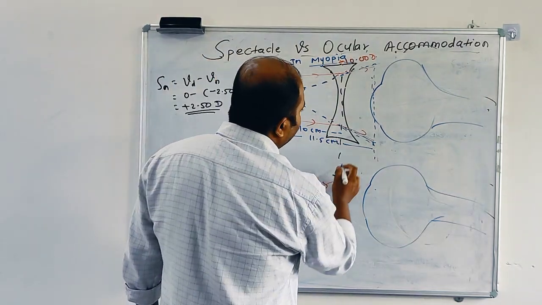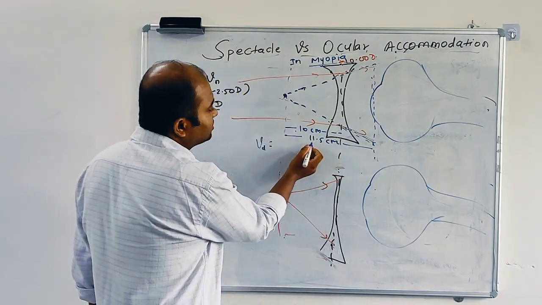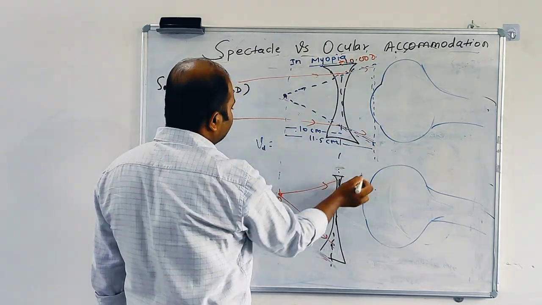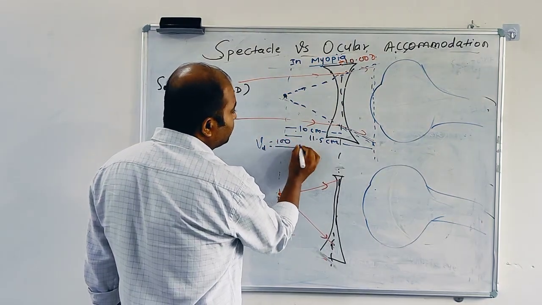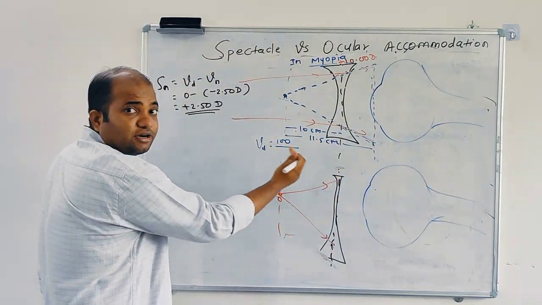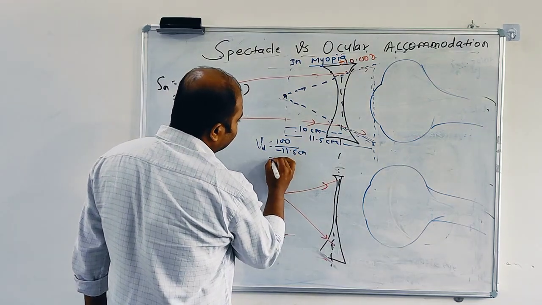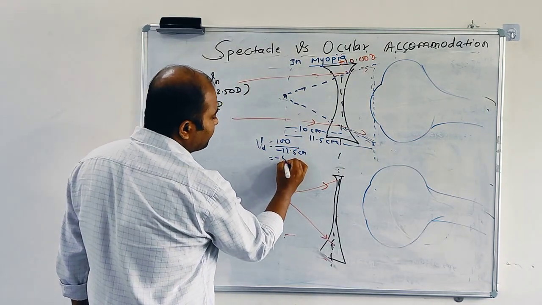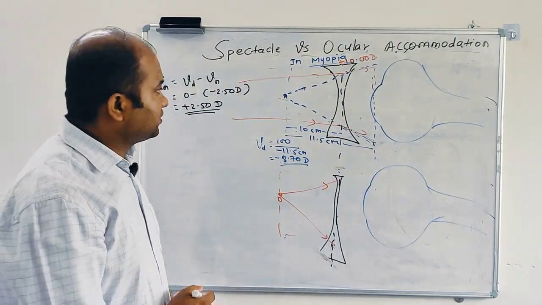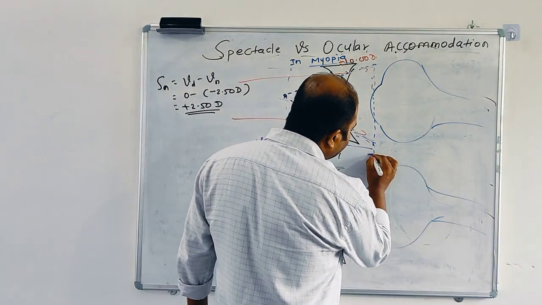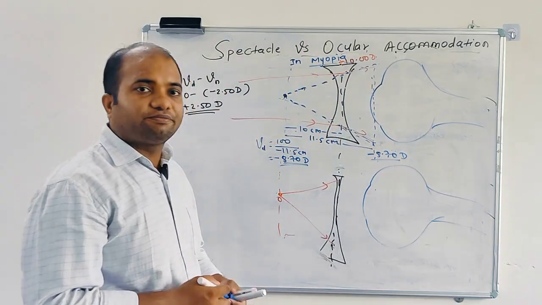So 11.5 centimeter, and what will be the Vergence of light when the light is focused at distance? This is the Vergence of light at the principal plane. So this is 100 by 11.5 centimeter, and as this distance is toward the left side, it should be negative. Approximately you will get minus 8.70 diopter. Let me write here: the Vergence of light when the eye is seeing far is minus 8.70 diopter.